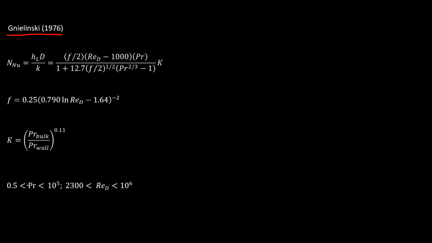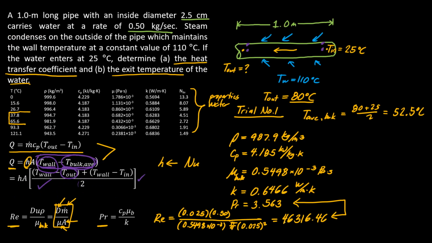and based on the range where it is valid, our Prandtl number is 3.5. It is inside this range. Reynolds number inside this range, 46,000 inside this range. So we have a value for R, Prandtl number at bulk. We don't have value for F and K, but the expression for F is given here. This is 46,316.46. You plug it here and you will get the value for F.